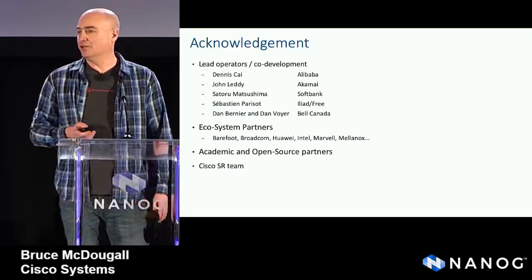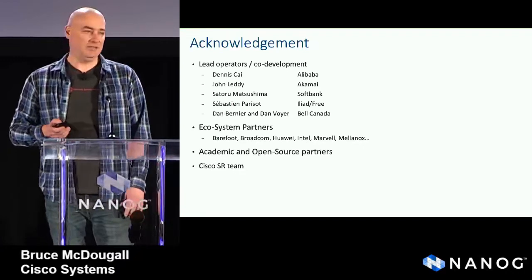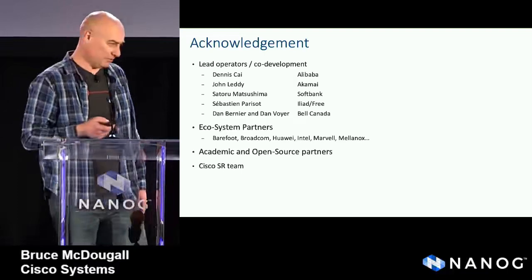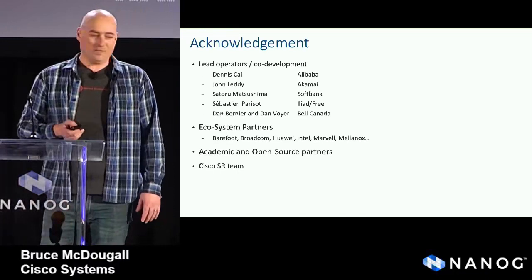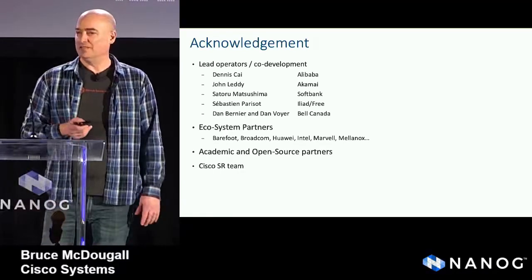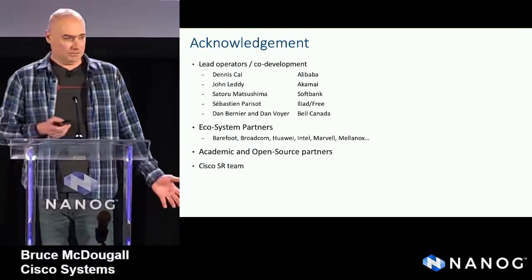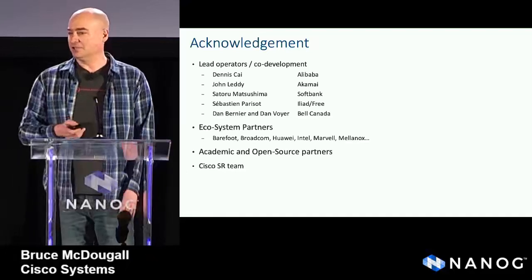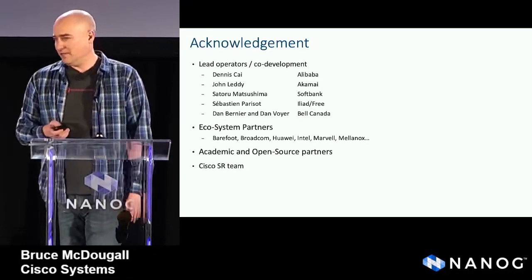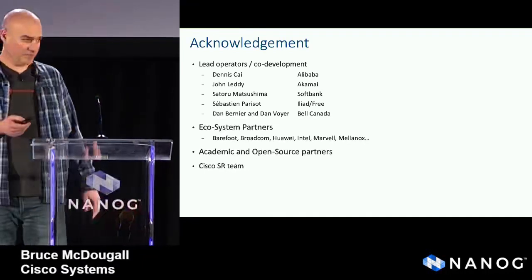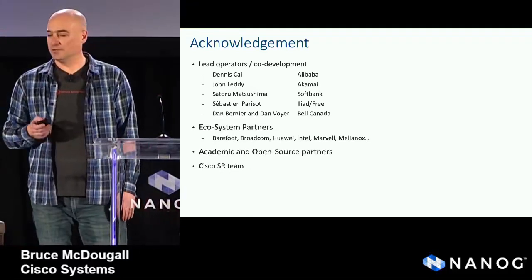First, we wanted to acknowledge partners in this effort over the last couple of years. We've been working with several lead operators, and it's been a terrific partnership. We really appreciate their feedback and their embrace of the technology. We've also been working with an expanding set of ecosystem partners. So this is a set of hardware vendors that have invested in segment routing and SRv6 implementations in their equipment, as well as a number of academic and open source partners that have made investments in segment routing in some applications and open source tools. Finally, a thank you to the Cisco segment routing team for all their hard work over the last couple of years.